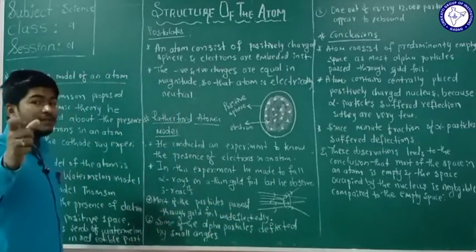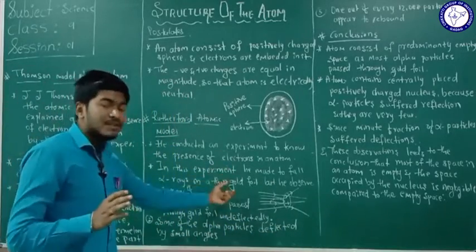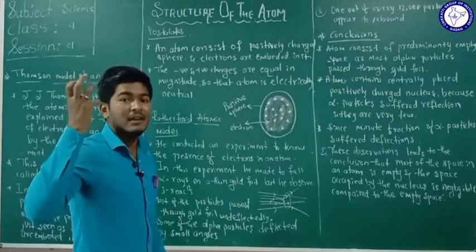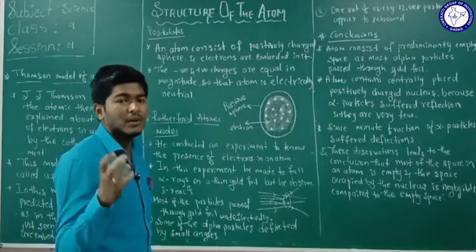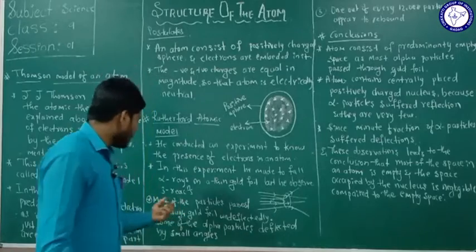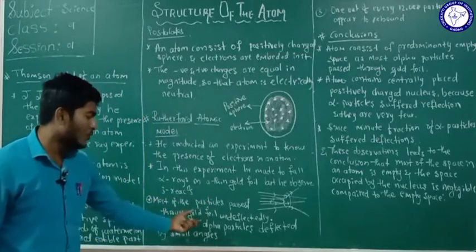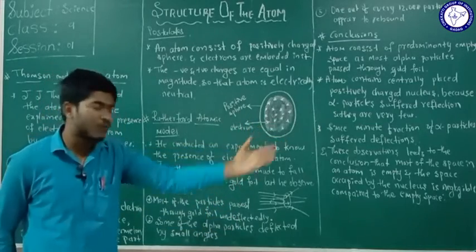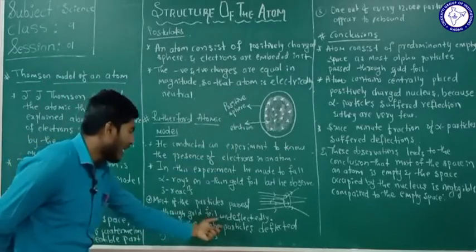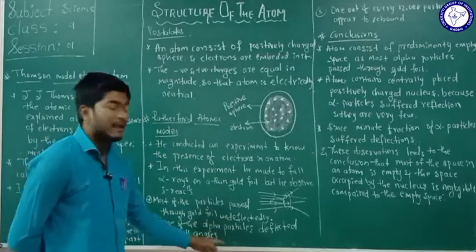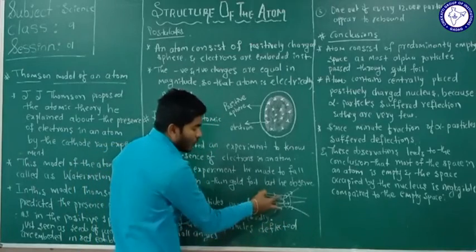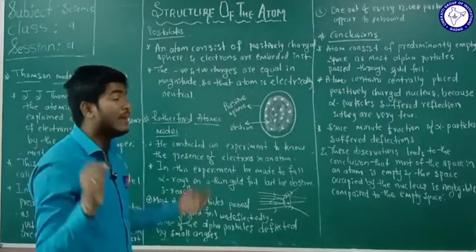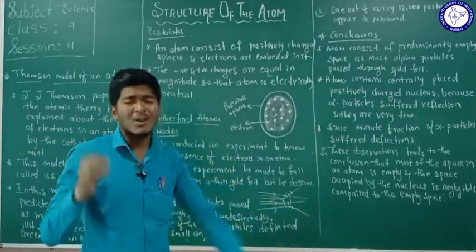And the second observation: we have to clearly see the observations done by the scientist, and you have to know how the scientists think. Most of the particles passed through the gold foil undeflected, without showing any deflection. But some of the alpha particles were deflected by small angles. I show only 2 alpha particles here. Some of the alpha particles have some deflections.